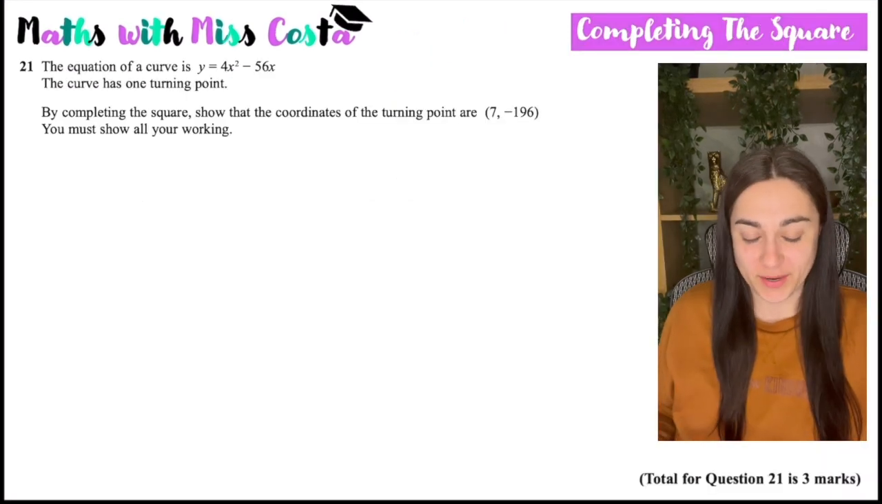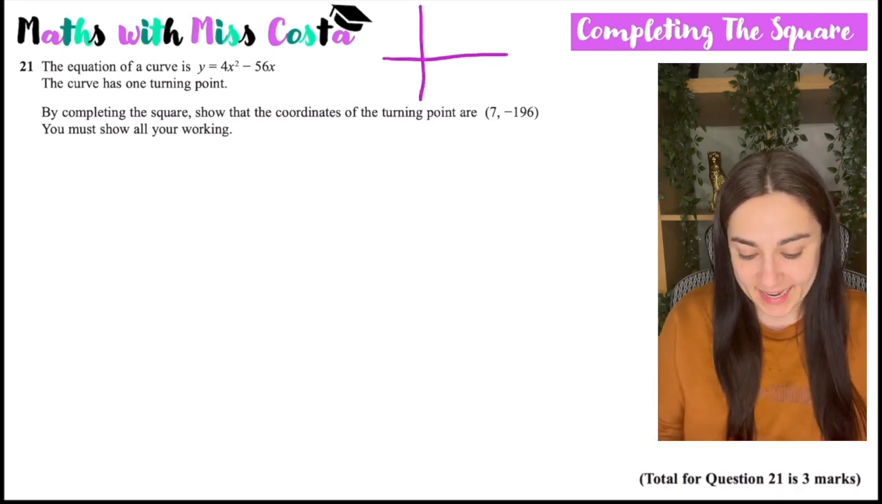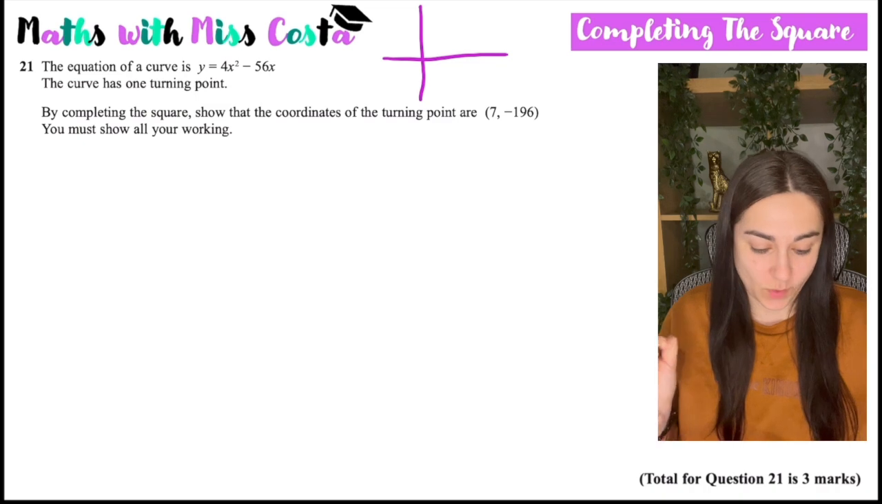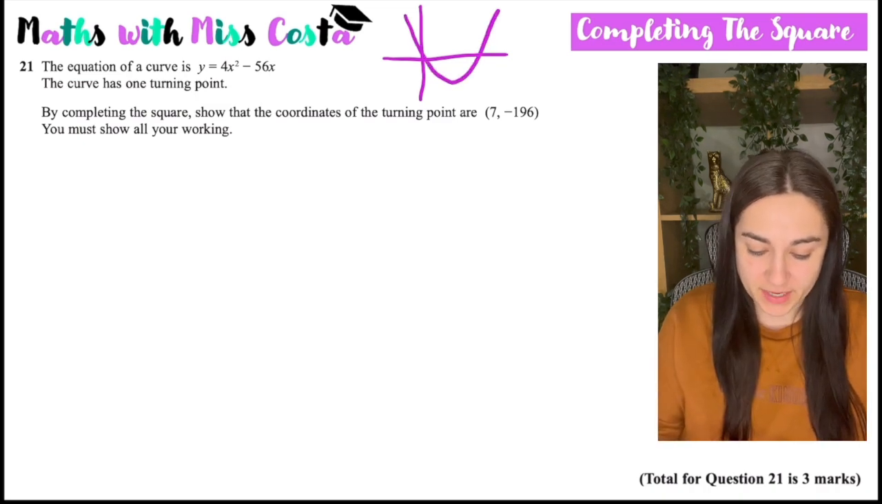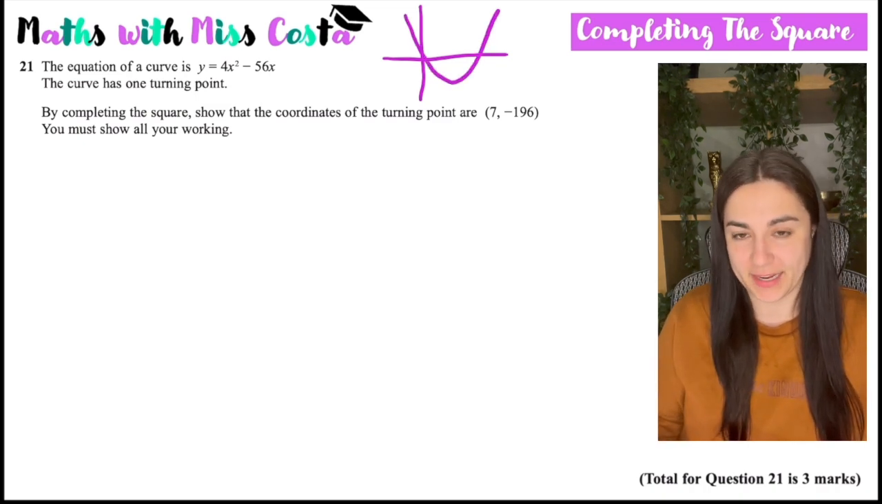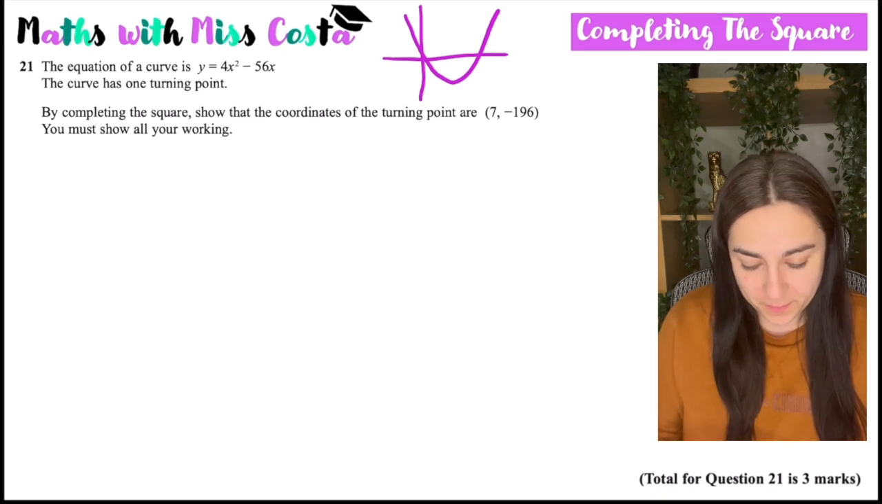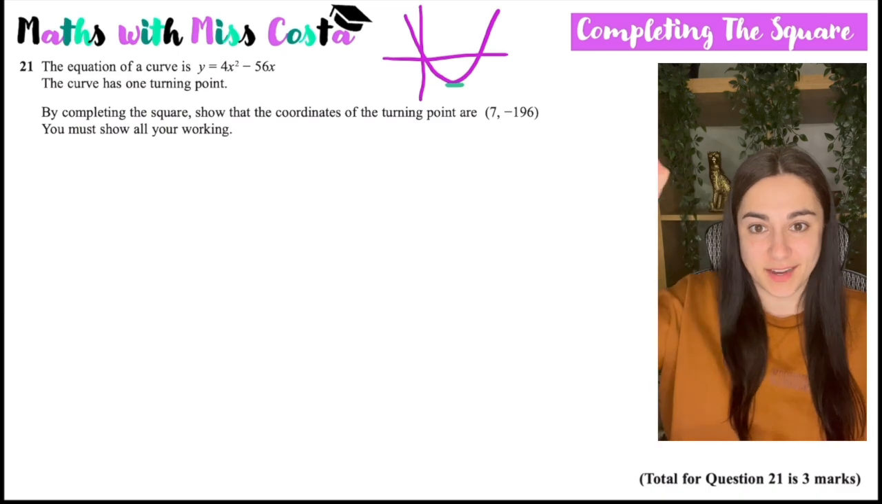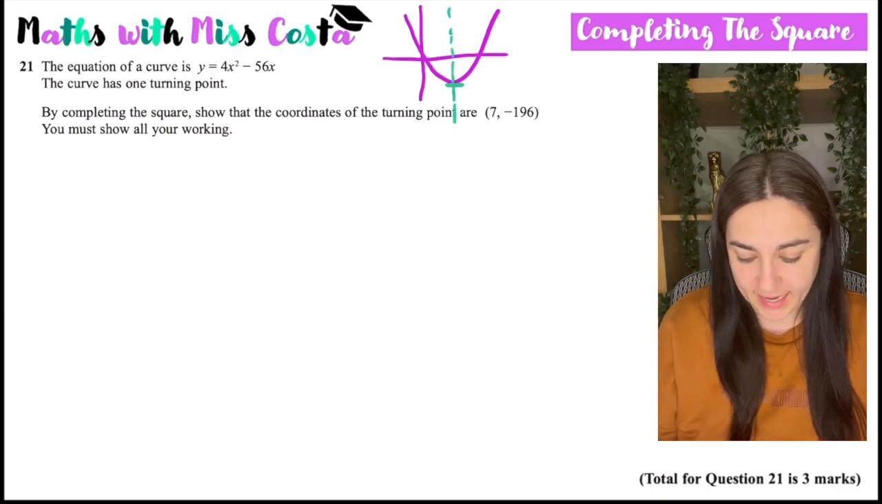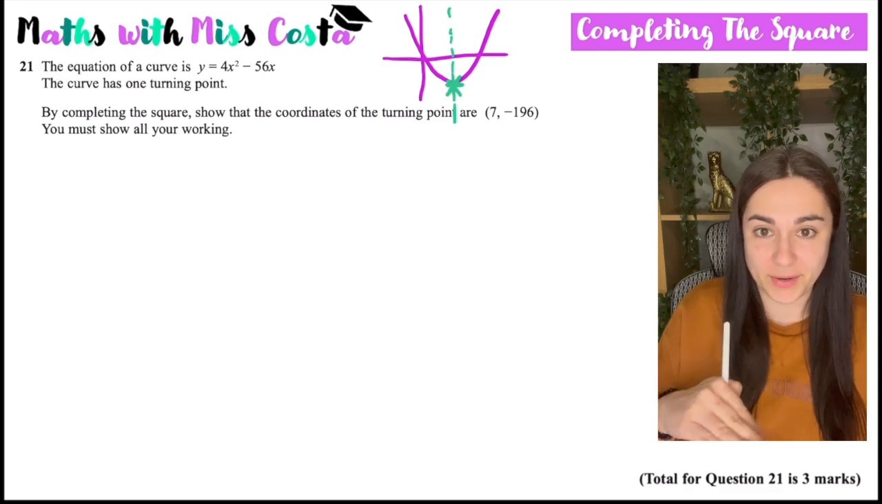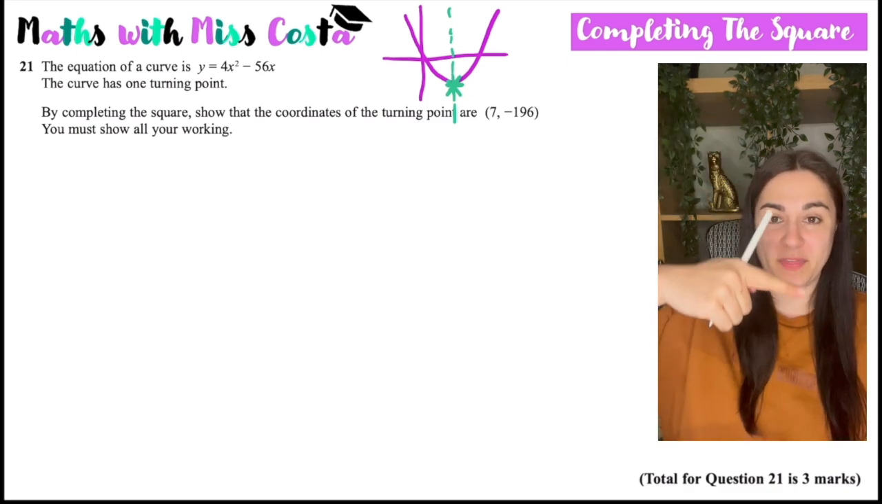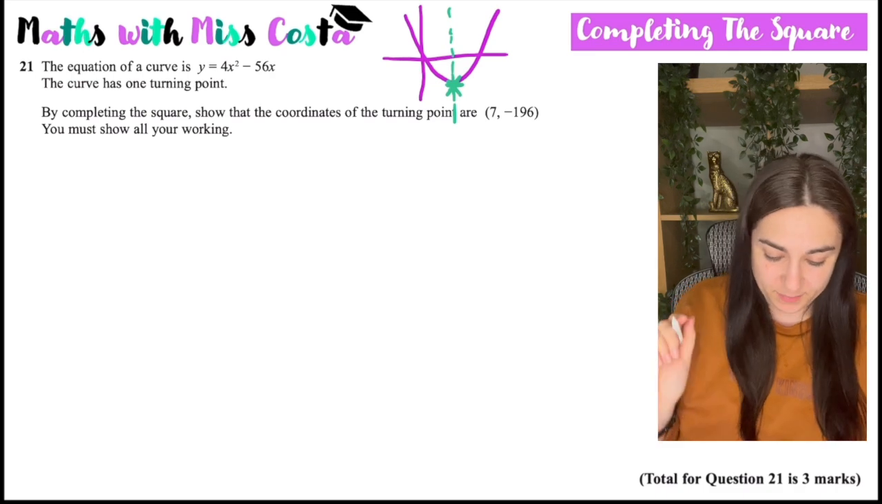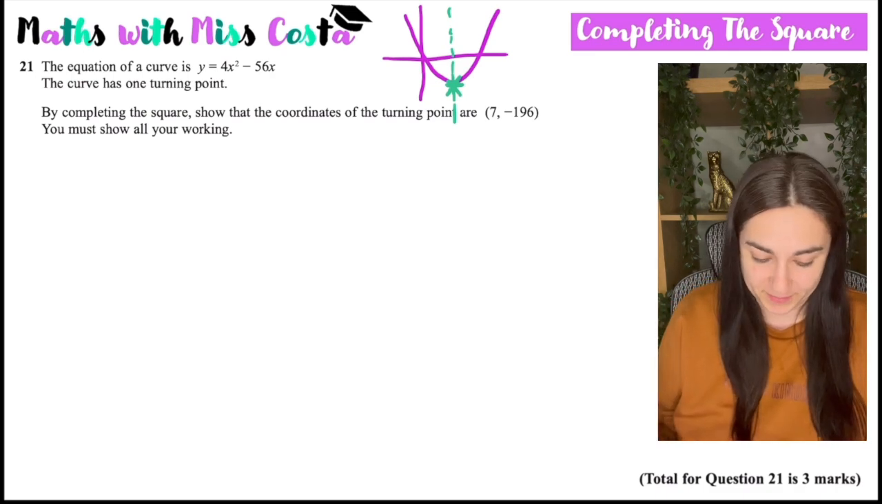Question, I've been given the equation of a curve, which is y equals 4x squared minus 56x, and I'm told that this curve has one turning point. Now a turning point on a quadratic is literally, as it says, the point at which the graph turns. So you could think about it as the line of symmetry. So the turning point would be over here. That would be a minimum point. You also have a maximum point when the equation is a minus x squared. But right now we're just looking for this turning point.